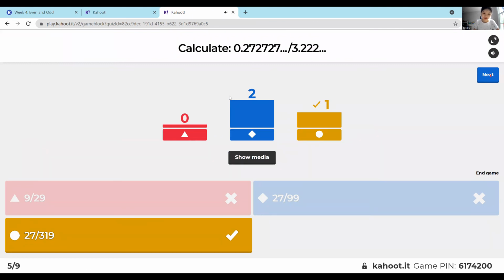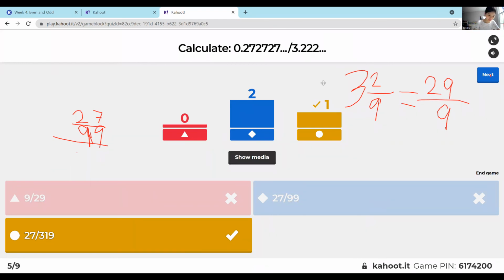Okay, this question is similar to the last problem. For the numerator, it's 27 over 99. For the denominator, let's first write it as a mixed fraction, then convert it into improper fraction form. This is 3 and 2 over 9, which is equal to 29 over 9. Write it down here.